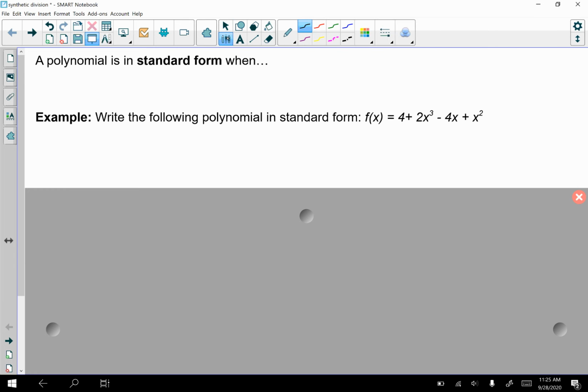A polynomial is in standard form when the exponents are arranged from biggest to smallest. So the exponents are in decreasing order.